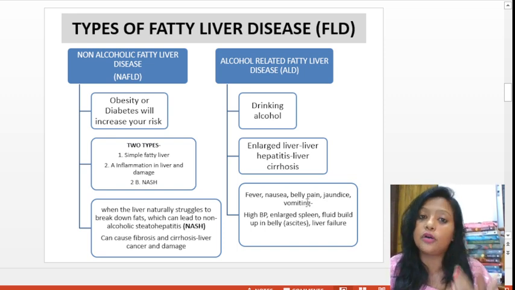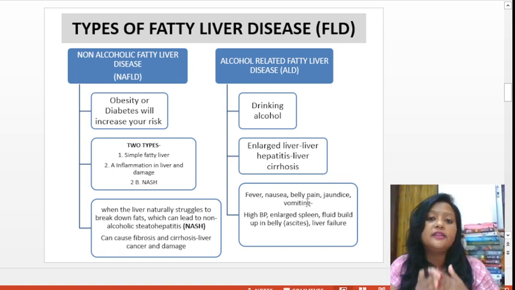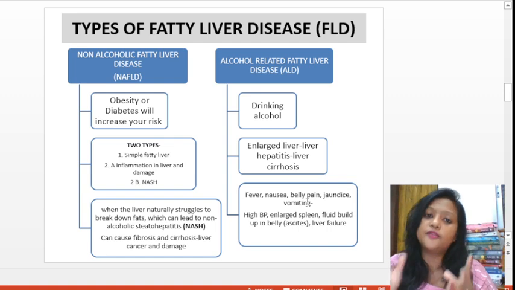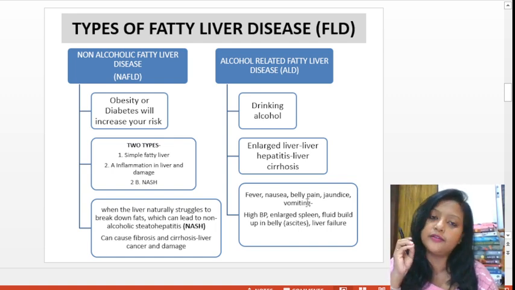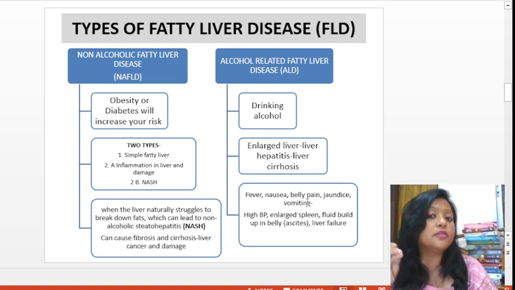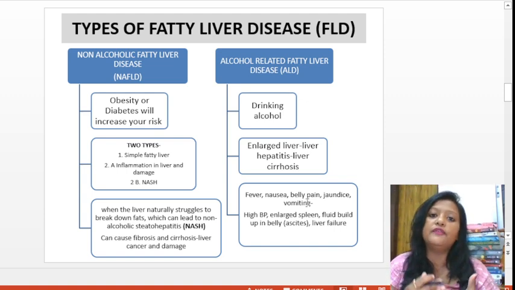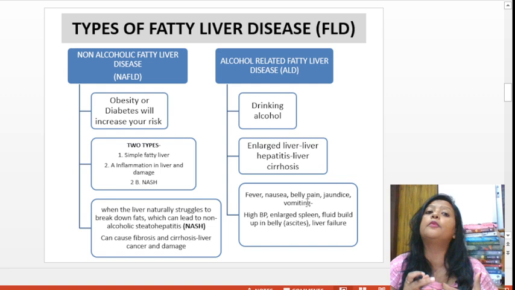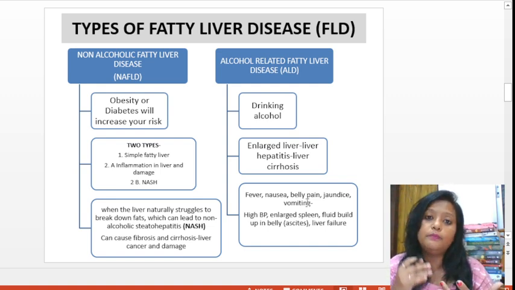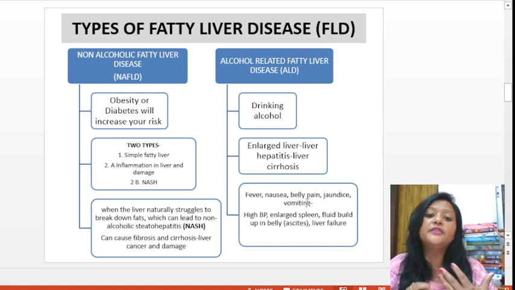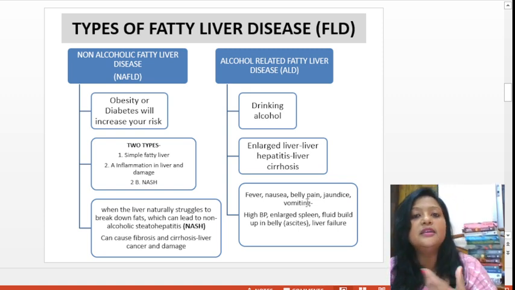When we talk about the non-alcoholic type, that means this fatty liver disease can be caused even when you do not consume alcohol. It doesn't mean that only if you consume alcohol will you have liver disease. Suppose you are overweight, have an obesity problem, or are suffering from diabetes, meaning your BP is high and your sugar is high. This may all lead to non-alcoholic fatty liver disease. That means your lifestyle is not good, and you have to take care of it. Number two is alcohol-related. As the name suggests, drinking alcohol leads to this disease.